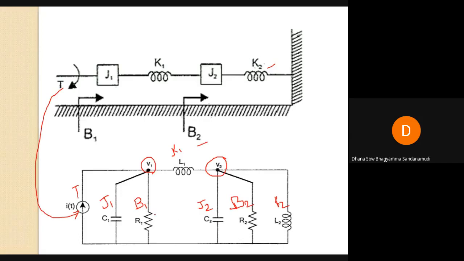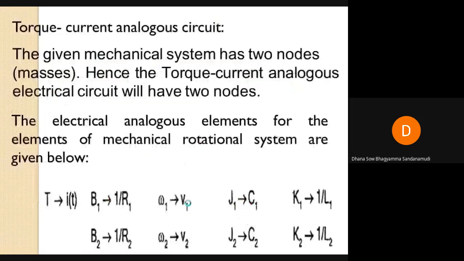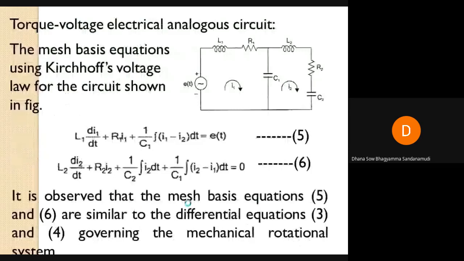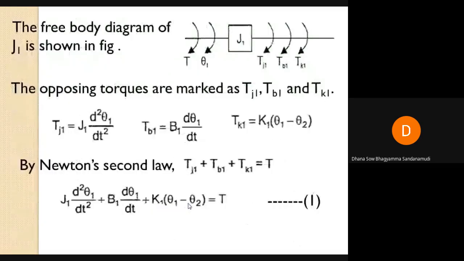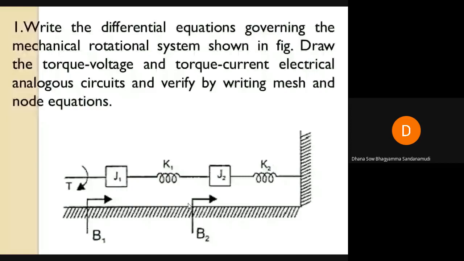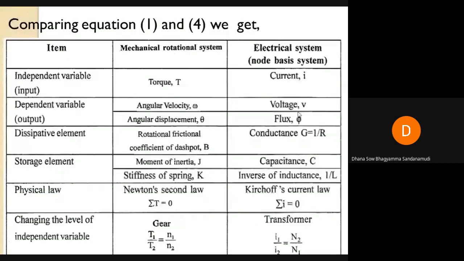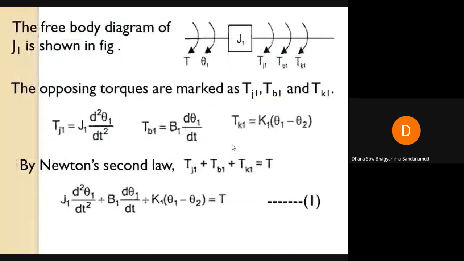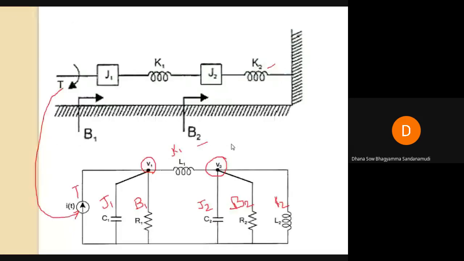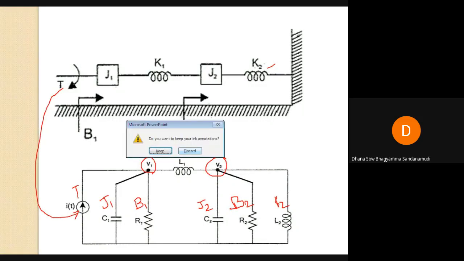Okay, so here in the case of node voltage, node voltage is analogous to angular velocity. Okay, so I am deleting this slide. I hope you have understood how to draw this.